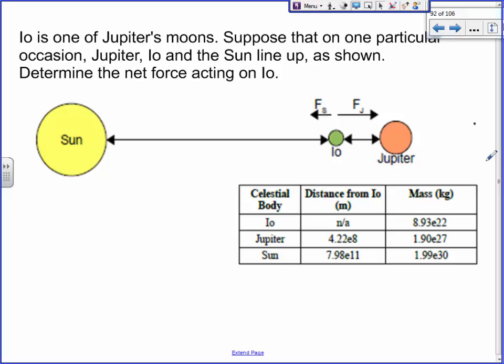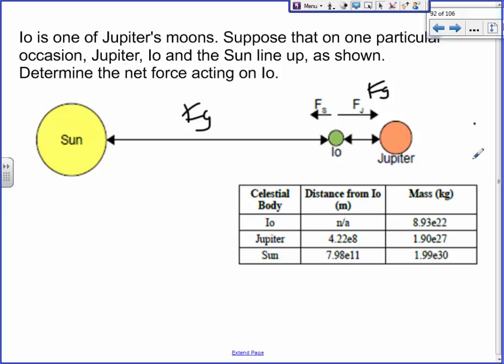We've got Jupiter, and Jupiter has a bunch of moons, one of which is called, I think it's pronounced Io. And so let's say that the Sun, Jupiter, and the moon Io all end up lining up all together. Let's calculate the net force acting on it. So, to calculate force, really we have to do this twice. There's the force of gravity due to Jupiter and Io together. And then there's also the force of gravity due to the Sun and Io together. We're going to find those two forces, and when we're done, we're just going to subtract them.